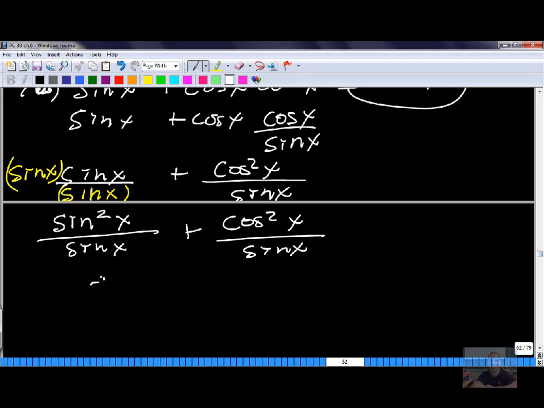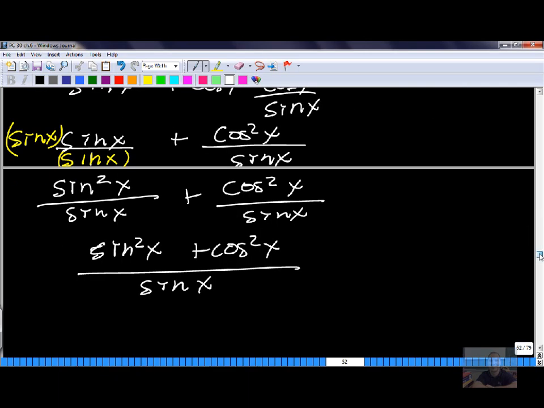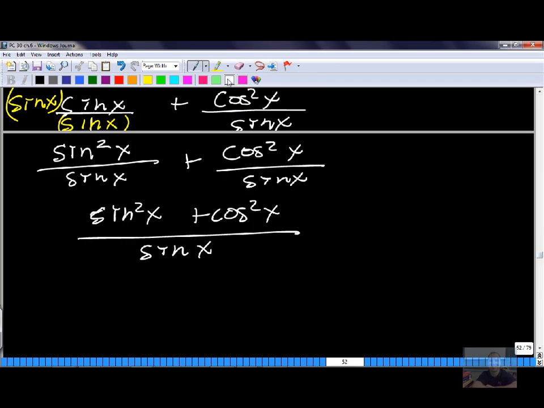Now you can combine into 1 term, and this is sine squared x plus cos squared x all over sine x. Please don't say this is 2 sine x. You don't add the denominators, right? You just keep the same denominator. Anything jump out at you there, like any identity that you see there? Say that a little bit louder.